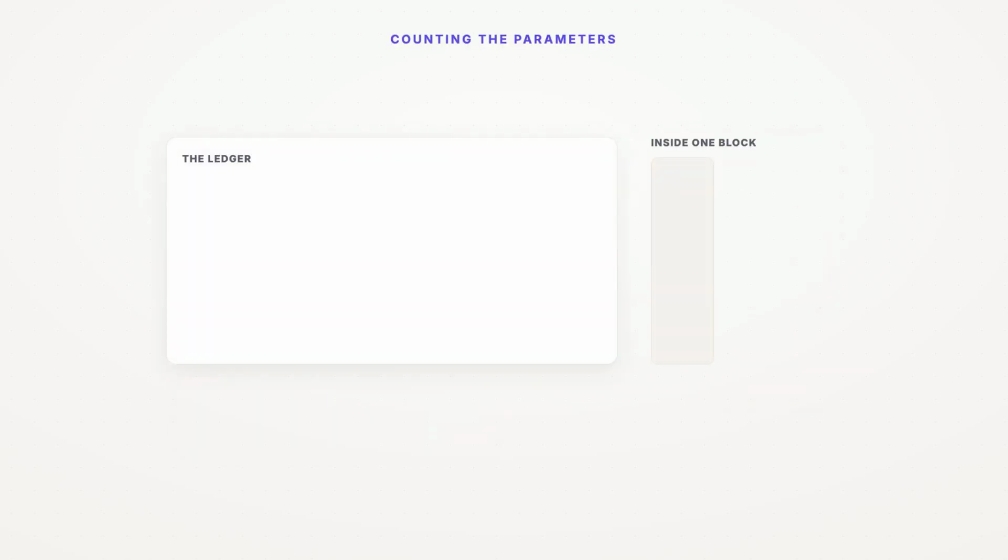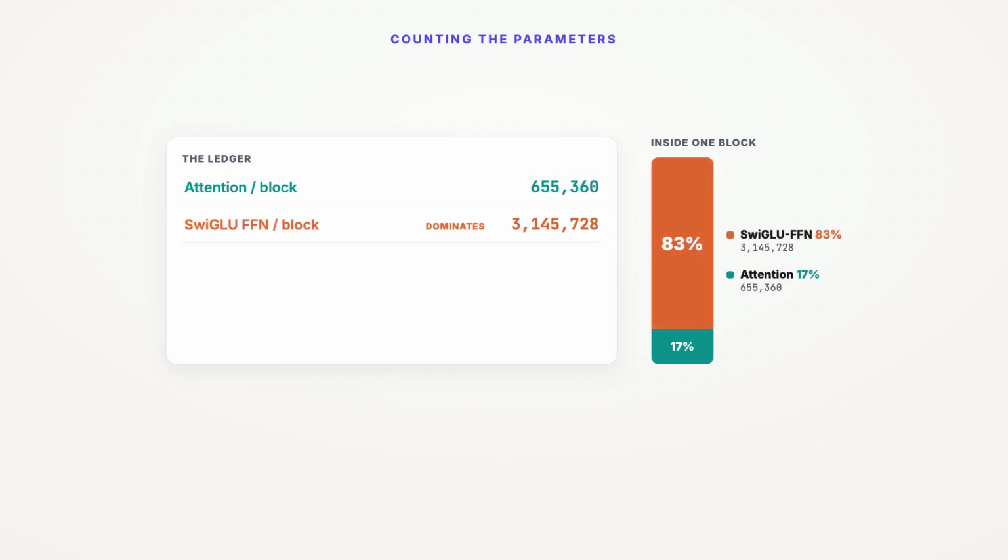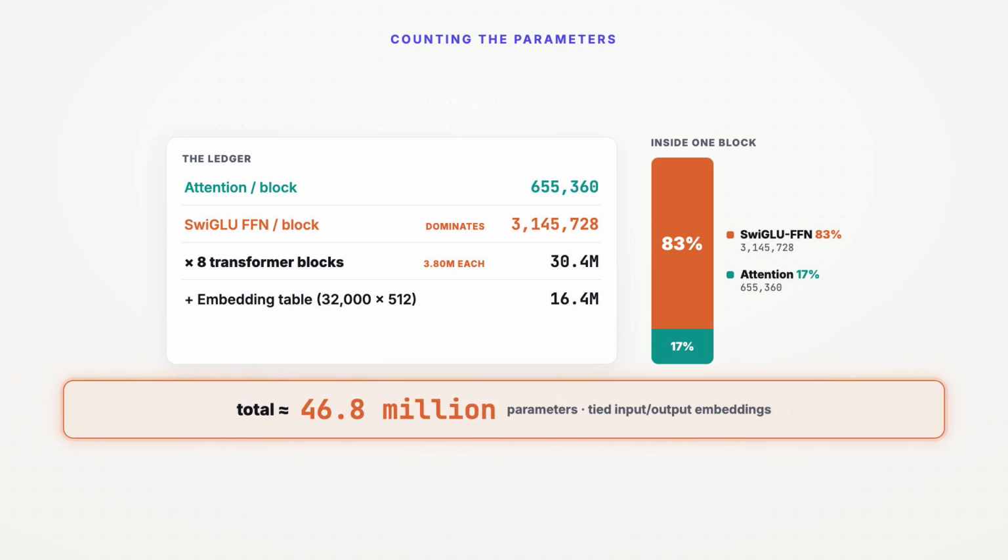Let's count our whole model. Per block, the attention projections come to about 650,000 parameters, and the SwiGLU feed-forward network dominates at over 3 million. Times 8 blocks, that's about 30 million. Add the embedding table, 32,000 words times 512, another 16 million, and tying the input and output embeddings, the total is roughly 47 million parameters. A real model just scales these same pieces up by 1,000 or more.